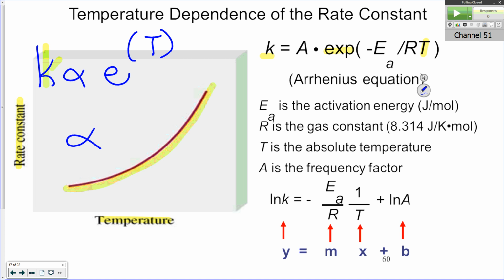To make it a linear relationship, I have to convert it into something linear, and I do that by taking the natural log of k and plotting that versus 1 over the temperature. When I do that, the y-intercept becomes the natural log of the frequency factor A. By plotting 1 over the temperature, this term becomes the slope. So the slope is equal to the negative of the activation energy divided by R.